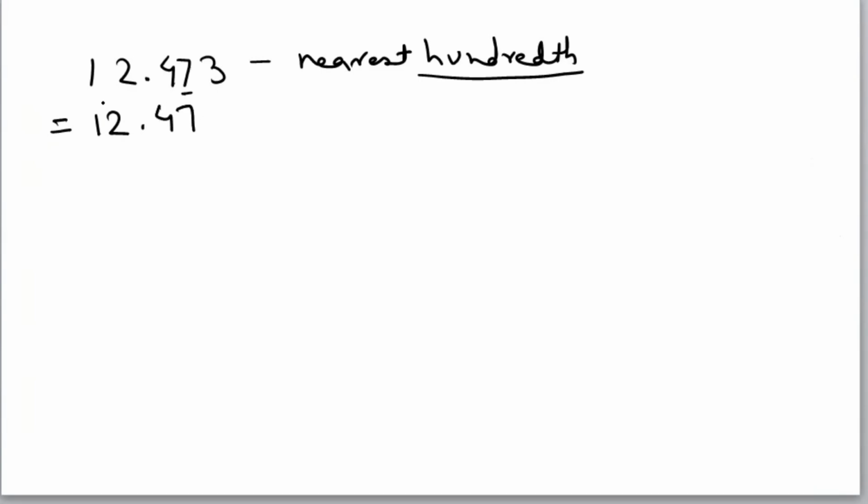12.47. There will be no change here because 3 is smaller than 5. Okay. Take another number.